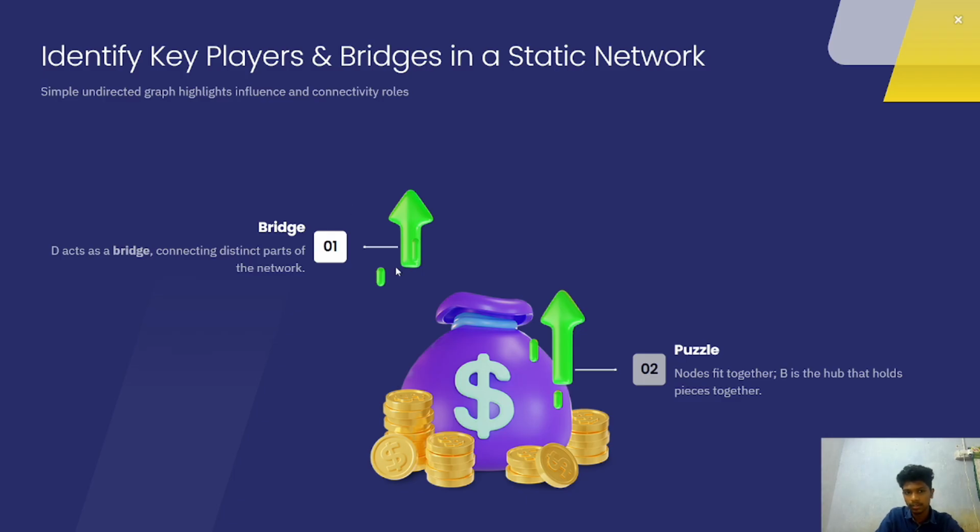Now the second part is bridges. A bridge is nothing but a node or a tie that connects otherwise distinct, separate parts of the network. It facilitates the flow of information and resources between groups. For example, node D acts as a bridge connecting discrete parts in the network. Significantly, removing a bridge can fracture the network, while knowing the bridges reveals the routes of effective spread and control of information. Now let us see the practical applications of SNA.